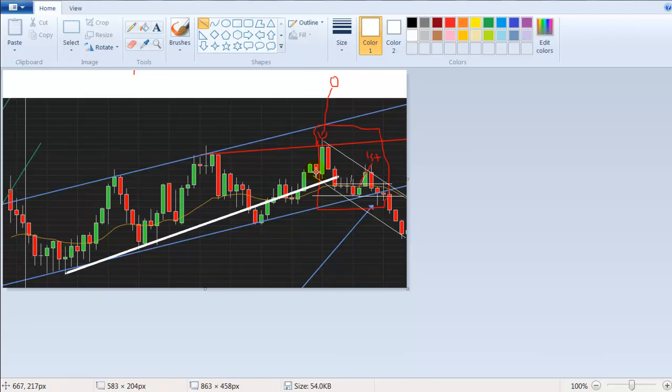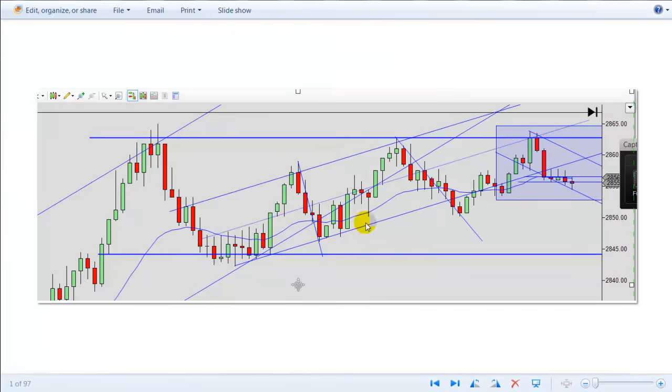Plus he doesn't have any of his resistance up here. There was that resistance coming across. He doesn't have that. He didn't even see that. So he doesn't realize that prices are heading back to the low of the range. So you're missing so much if you don't draw your lines. So you can see the importance of drawing your lines properly.